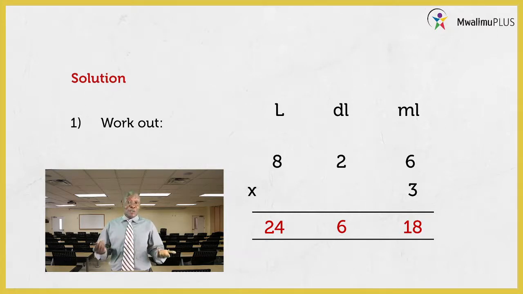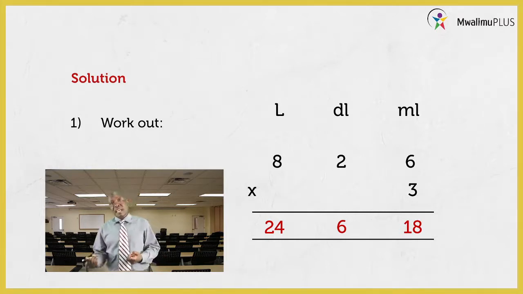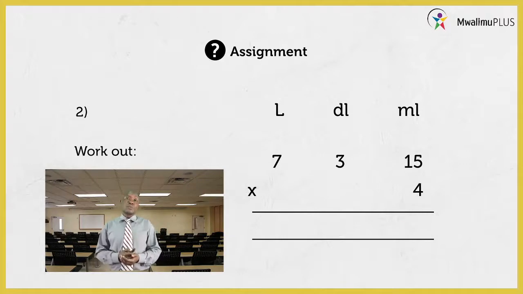Okay, you're so happy. I know you got it right. Good. I'm seeing everyone got that one right. It was not so complicated because there was no part that required us to convert into a given unit. So our answer remains 24 L, 6 dl, and 18 ml. That's what we did, so that's well done. Let us proceed on to question number 2.